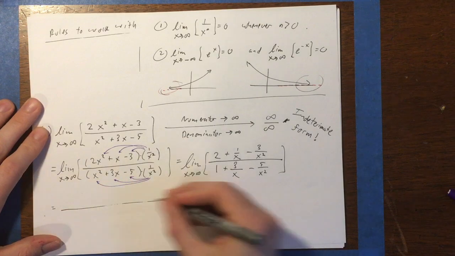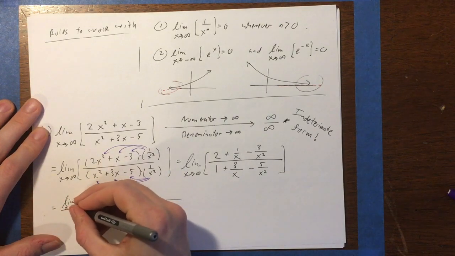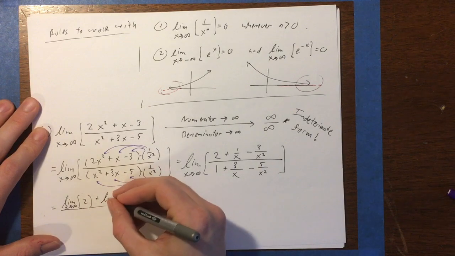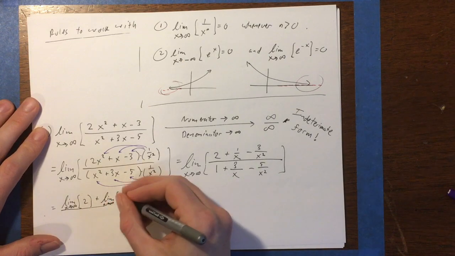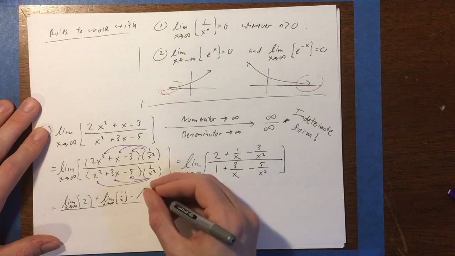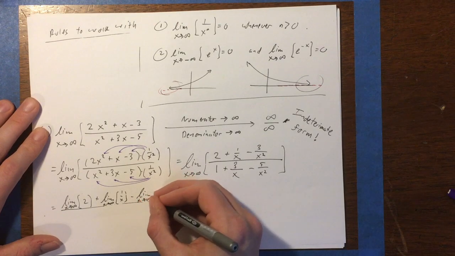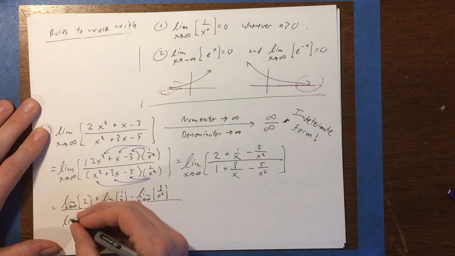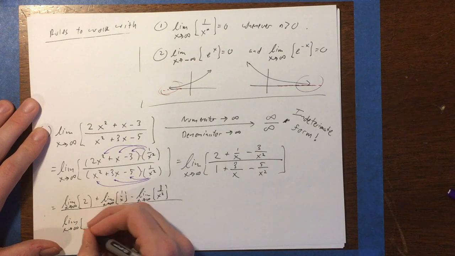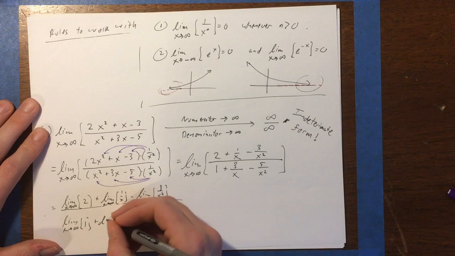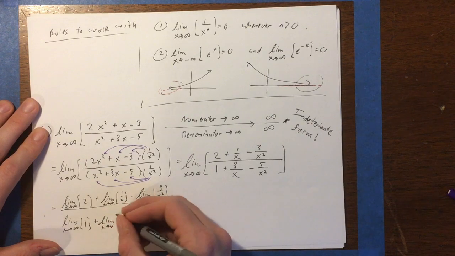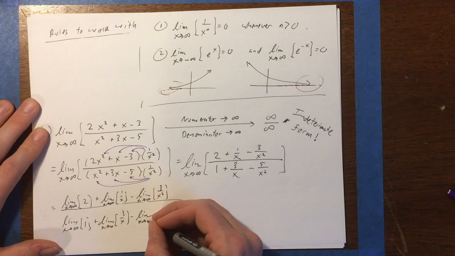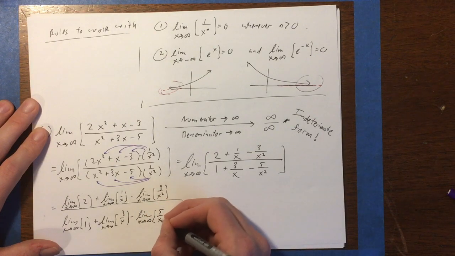We're going to have the limit as x approaches infinity of 2 plus the limit as x approaches infinity of 1 over x minus the limit of 3 over x squared. And then in the denominator, we'll have the limit of 1 plus the limit of 3 over x and minus the limit of 5 over x squared.